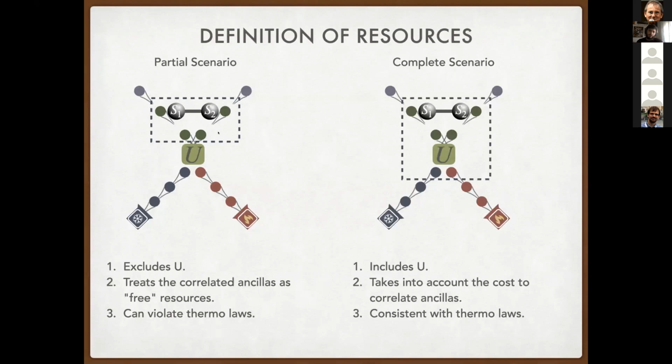The second scenario, instead, we call the complete scenario, and we take into account everything, from the preparation of the ancillas with the unitary U. The only thing we don't take into account is the thermal baths, because, as usual in the resource theory of quantum thermodynamics, thermal baths are free. So it includes the unitary U, takes into account the cost to correlate the ancillas, and therefore this is always going to be consistent with thermodynamic laws.